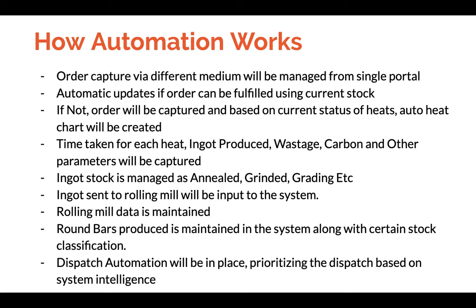Because these heat charts take care of the size of the heat, the 7 ton, 8 ton, whatever the one time size or other things like the carbon and all, it takes care of that. Now the next thing is again the time taken for each heat, how much ingot is generally produced, how much wastage is produced. Carbon and other parameters will be captured in this part. Now the heat has been managed.